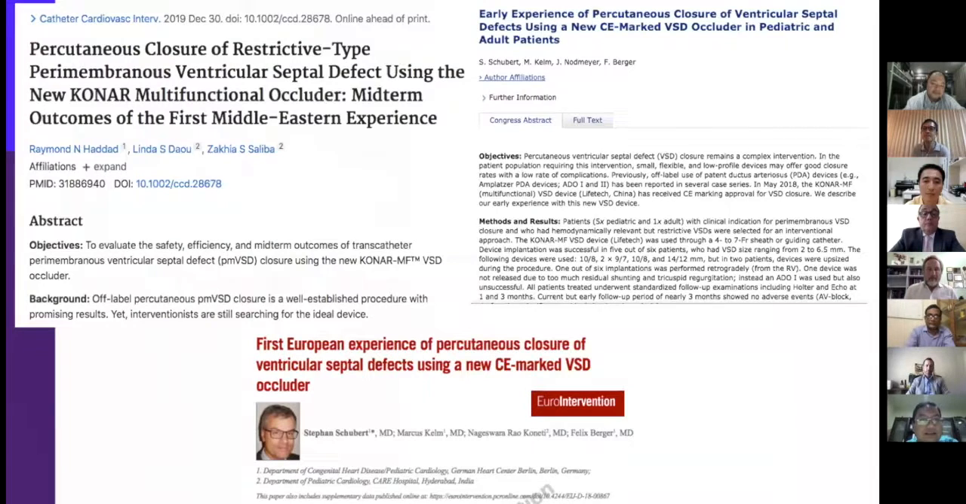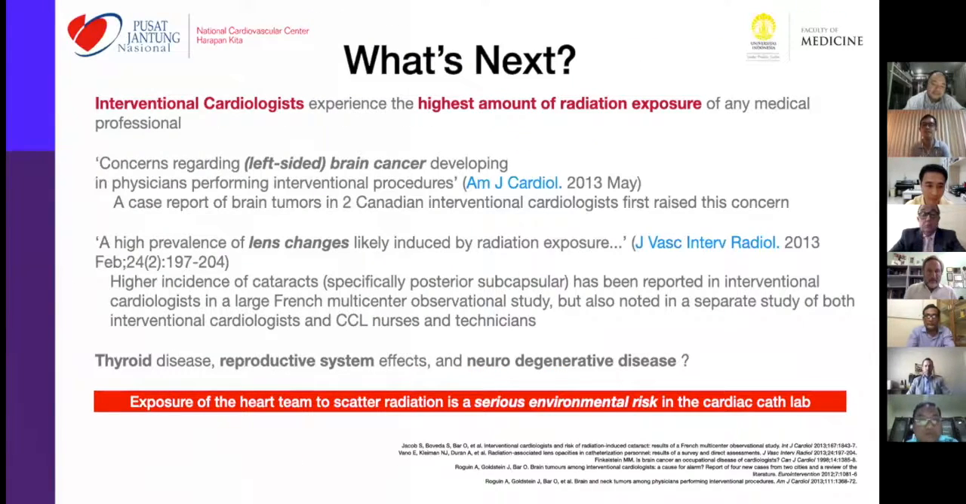As we know, the classical way of percutaneous VSD closure has a lot of publications using the MFO. And what's the point here? Interventional cardiologists experience the highest amount of radiation exposure, with concerns of brain cancer, lens changes, thyroid disease, reproductive system effects, and neurodegenerative disease. The heart team is also exposed to scatter radiation, which is a serious environmental risk.